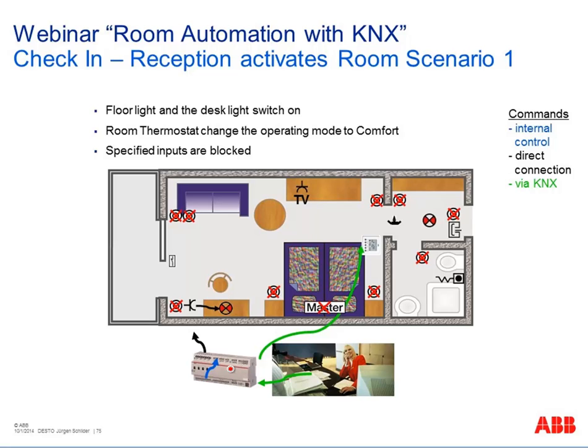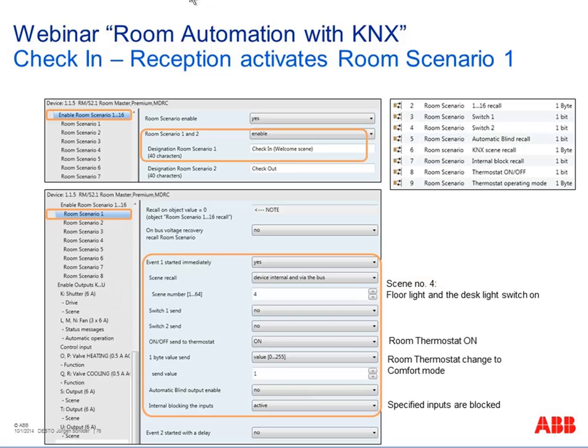Plus the room master can send a telegram here to the room thermostat 6138, for example, switch on and go to the comfort mode. This is also possible with this new feature of the room scenarios.